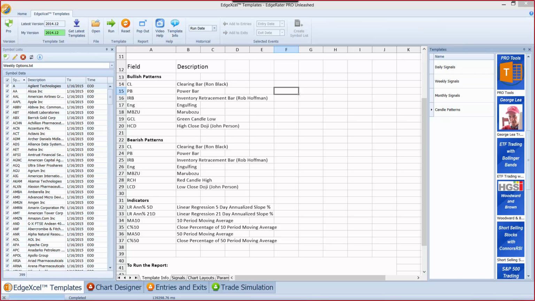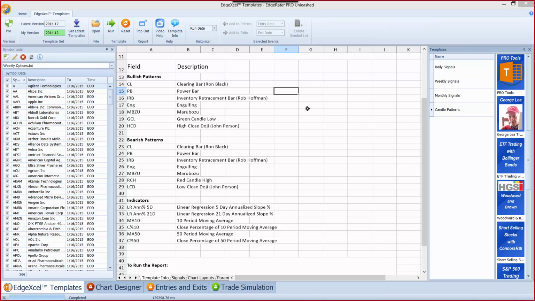Today I'm on with George Lea, and we're going to look at the latest EdgeRater template that was delivered in December 2014, which is all about candle patterns that George uses to identify potential stocks for trading. So hi George. Hi Chris, how are you this morning?